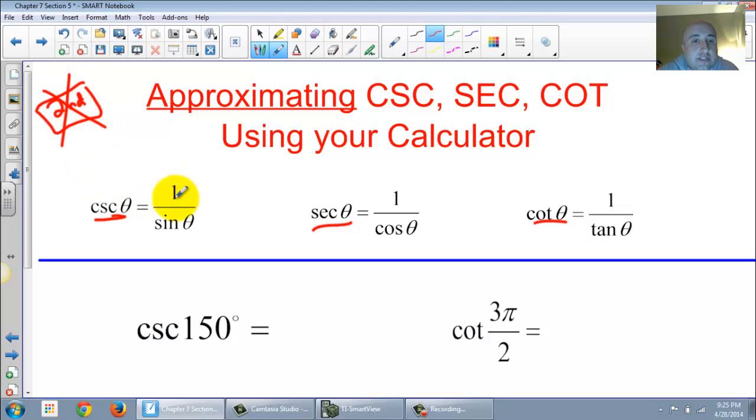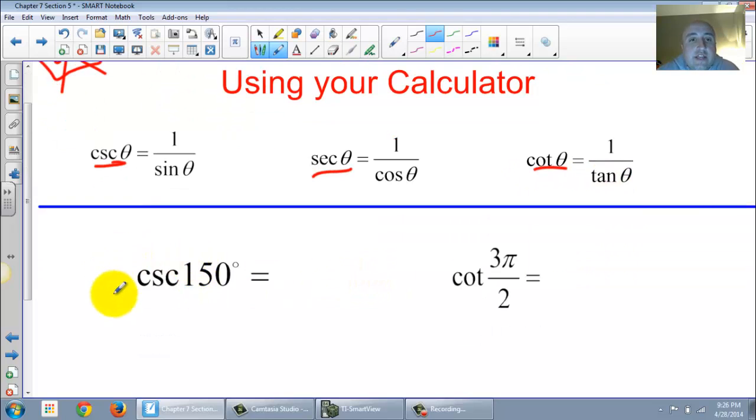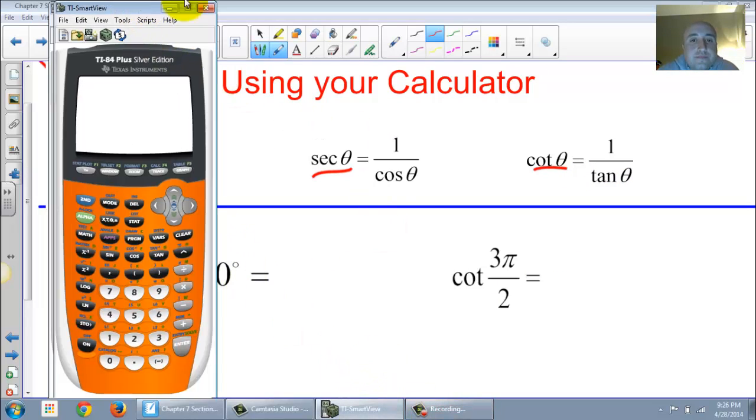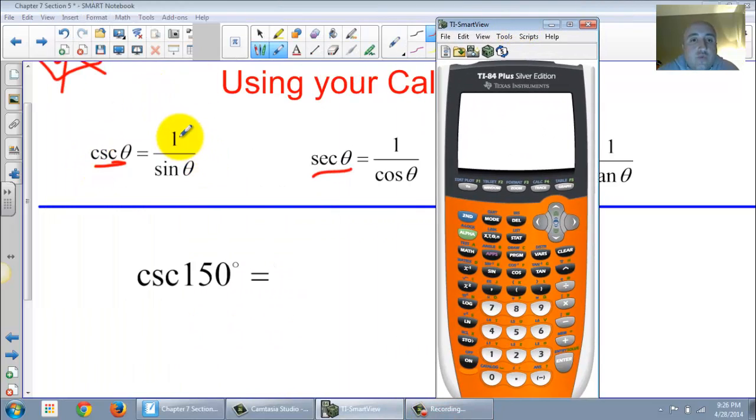Okay, so what we do is cosecant goes with sine, so you do 1 divided by sine. Secant goes with cosine, so you do 1 divided by cosine. And cotangent is 1 divided by tangent, because cotangent and tangent go together. So if we need to find the cosecant of 150 on the calculator, it's 1 divided by sine of the angle. So 1 divided by sine of 150 degrees.